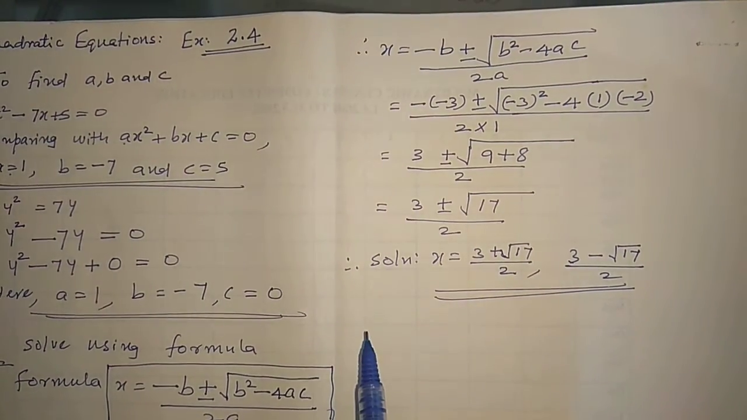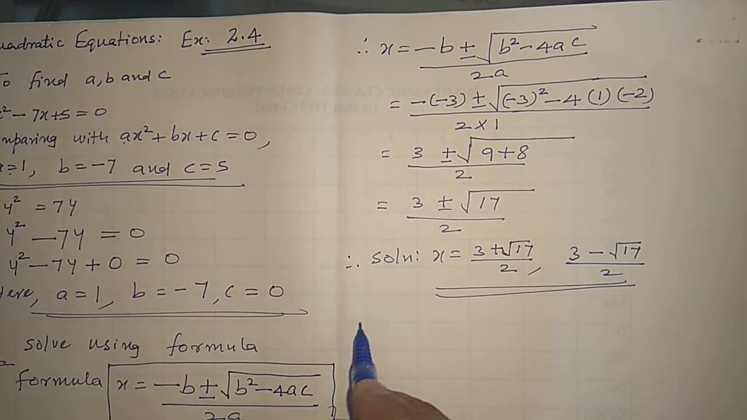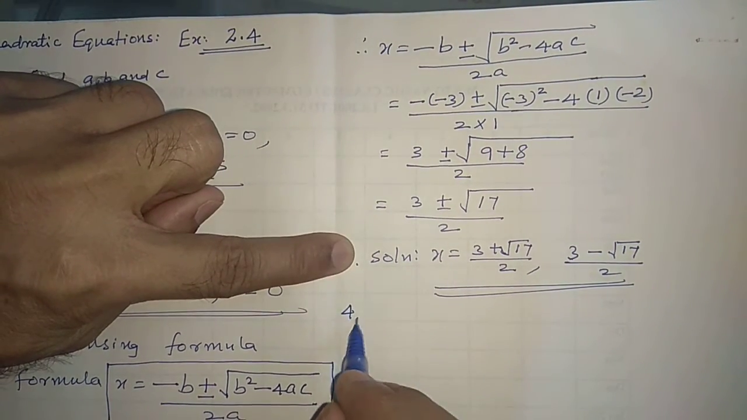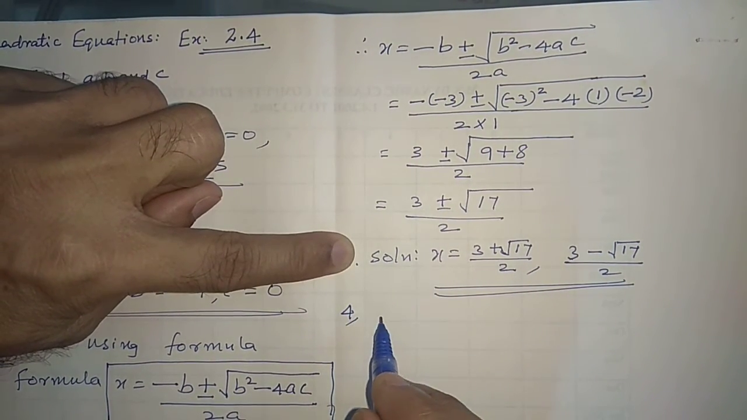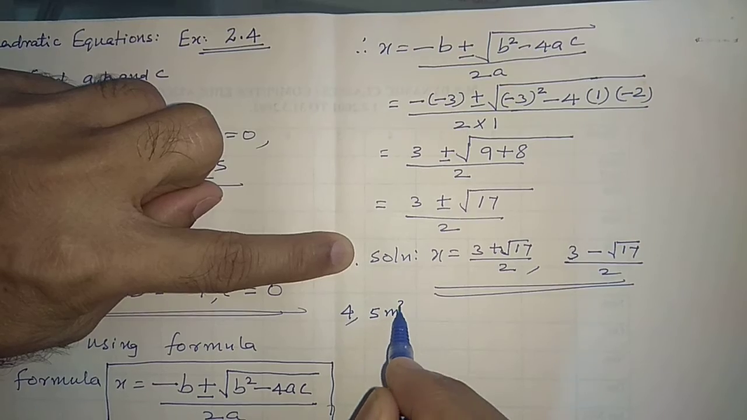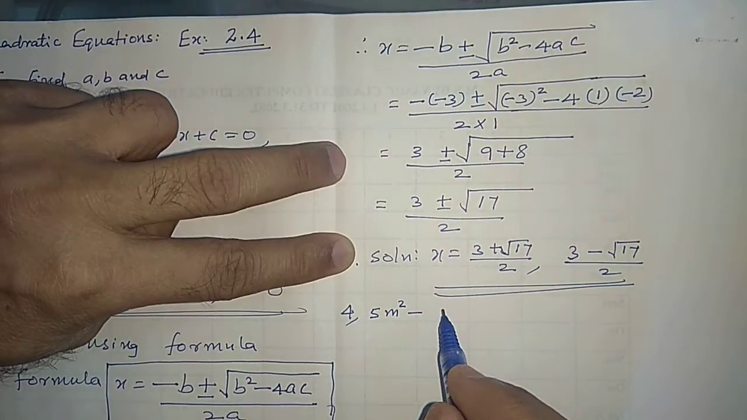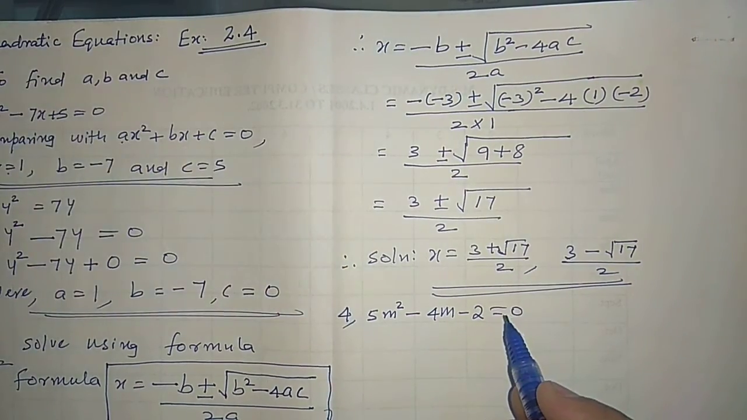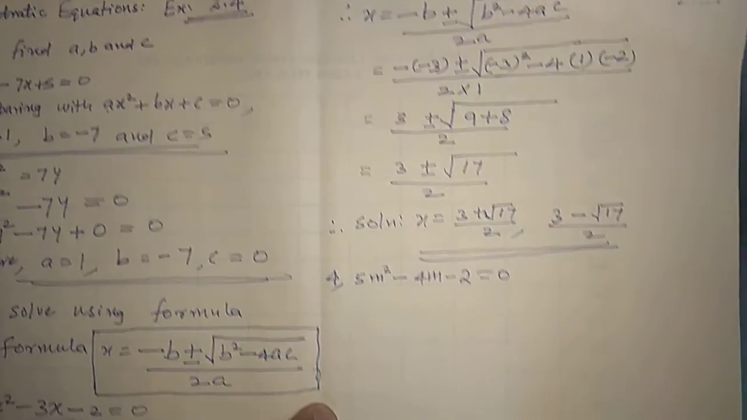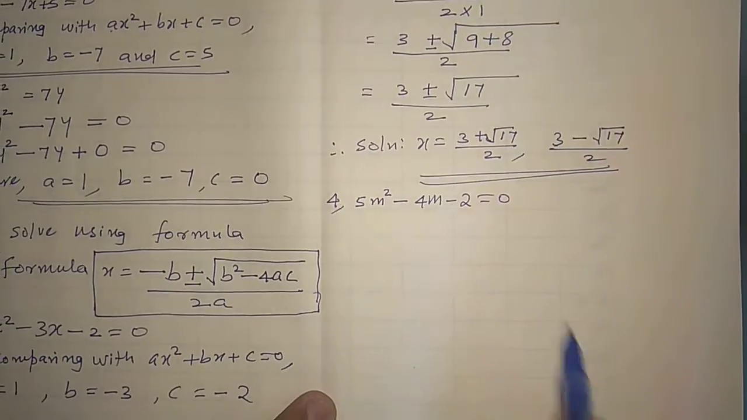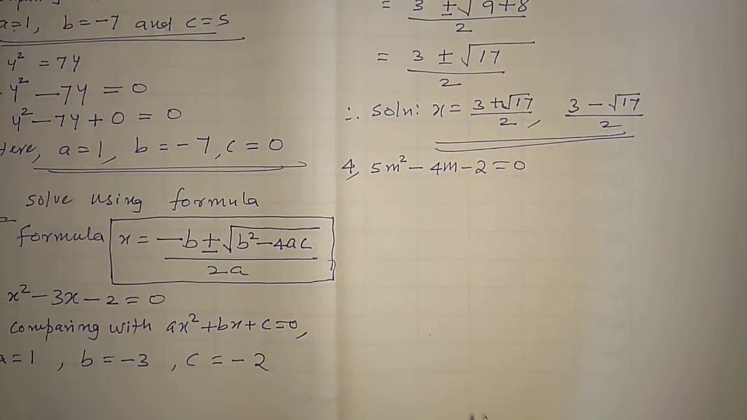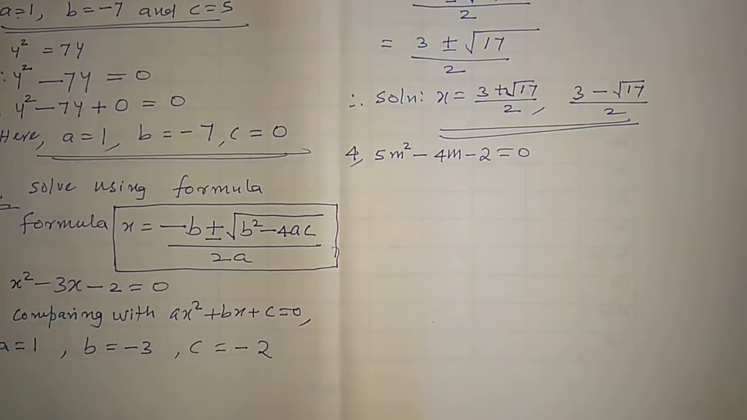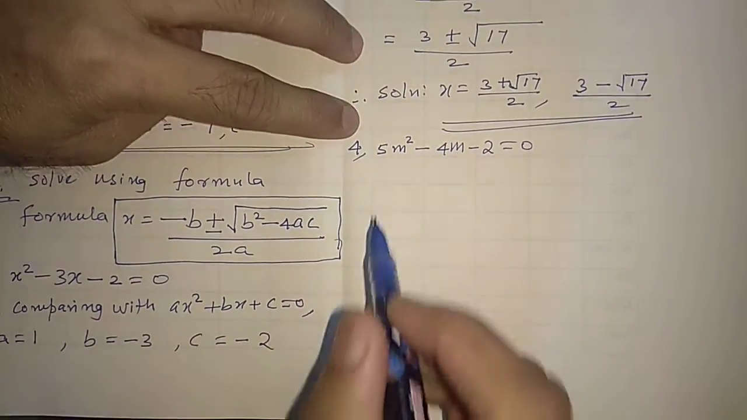This is question number 2. Now we write question number 4 here: 5m square minus 4m minus 2 equal to 0. This question we have to complete here. So we write a little smaller, but you will understand.